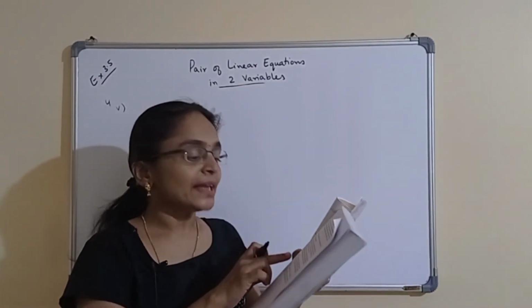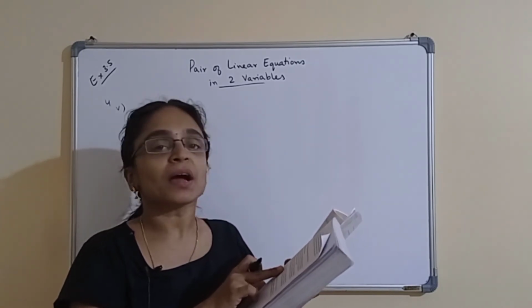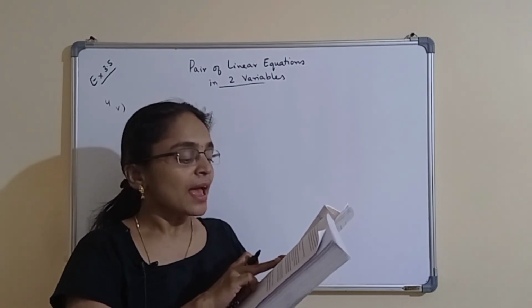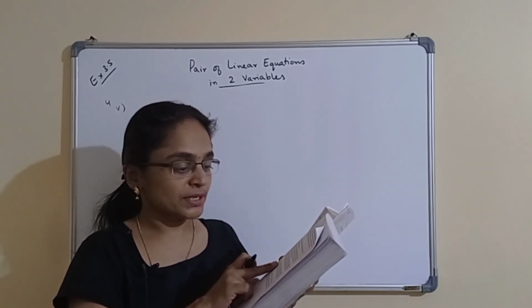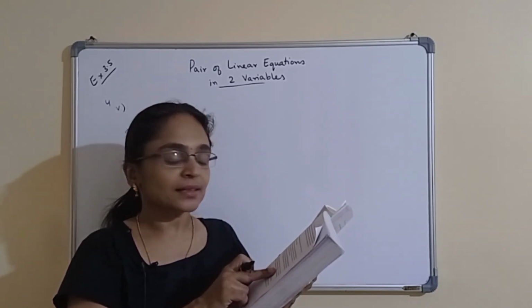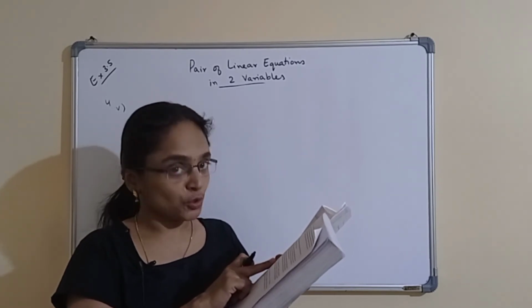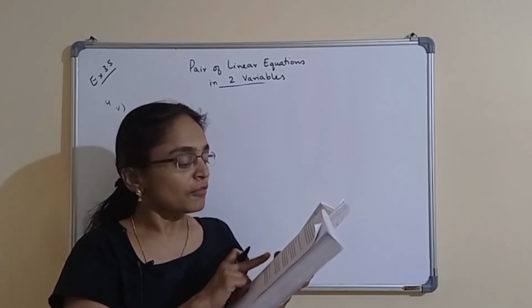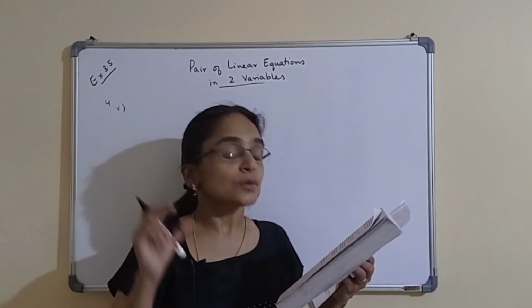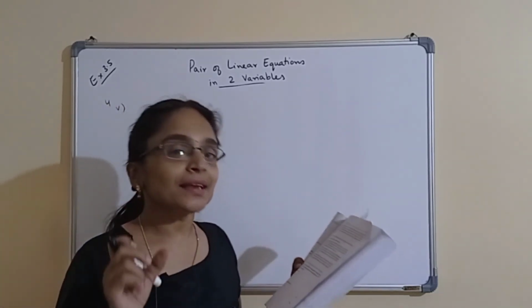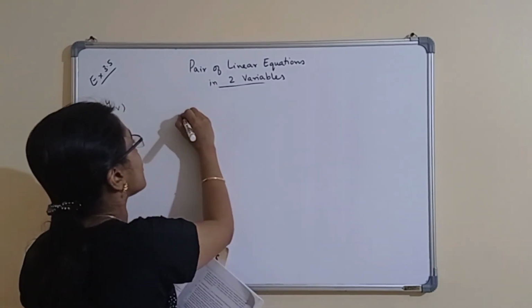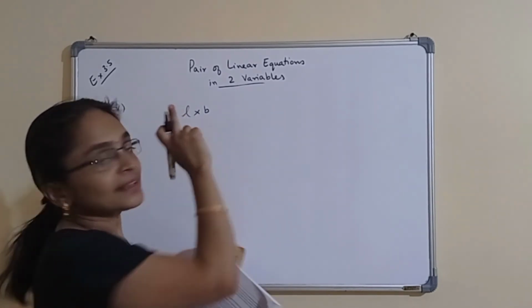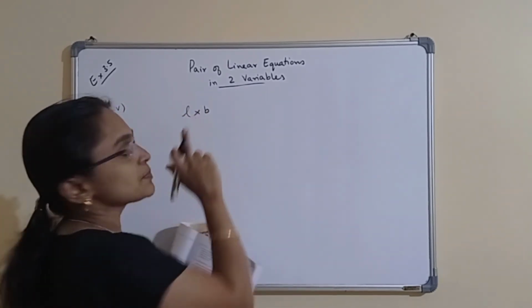Next one: the area of a rectangle gets reduced by 9 square units if its length is reduced by 5 units and breadth is increased by 3 units. If we increase the length by 3 units and the breadth by 2 units, the area increases by 67 square units. Find the dimensions of the rectangle. So the first condition is about the area of the rectangle. And what is the area of a rectangle? It is length into breadth.